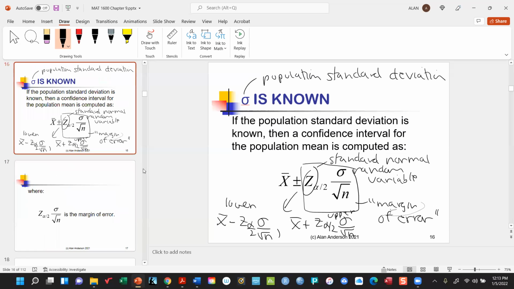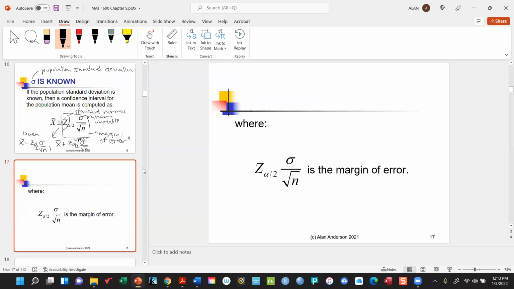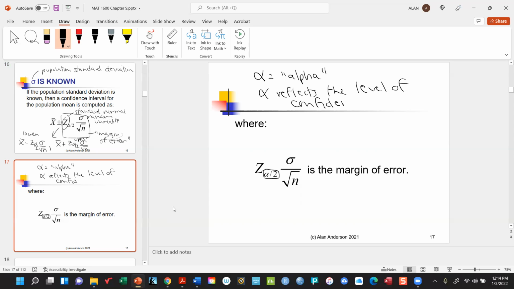Sorry. Now, it does say in the next slide that this is our margin of error, and that reflects the uncertainty of X bar. Now, the one piece in here, if you notice, we've got this little subscript. We haven't seen this before. This is an important detail. First of all, this is the Greek letter alpha, and the alpha reflects the level of confidence in our confidence interval.